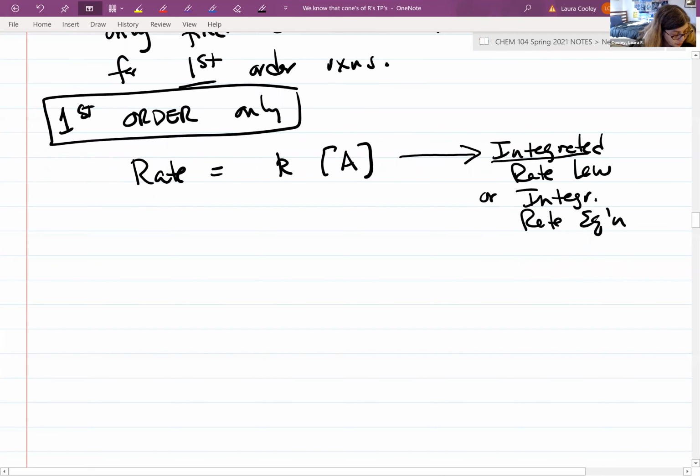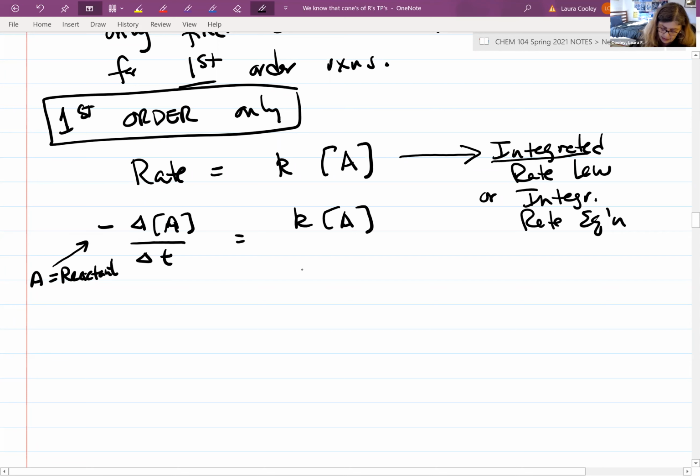All right. So for the first order reaction, we have rate is k[A]. And if we weren't using calculus, we would write the rate this way: the change in concentration of A over the change in time. We'd put a negative sign because A is a reactant. And that's equal to k[A]. But because we're using calculus, we're going to change this to that derivative expression I showed you, which is like the slope at any point, d[A]/dt.